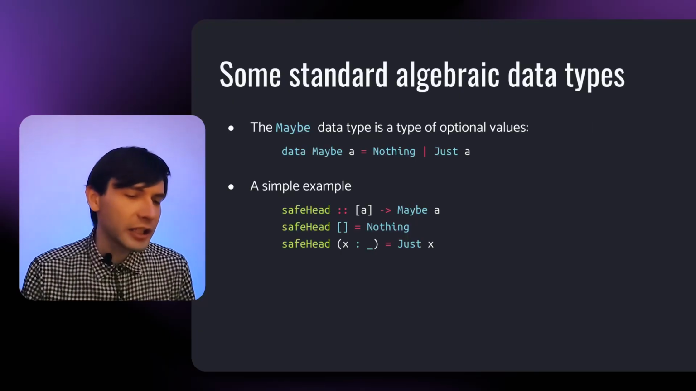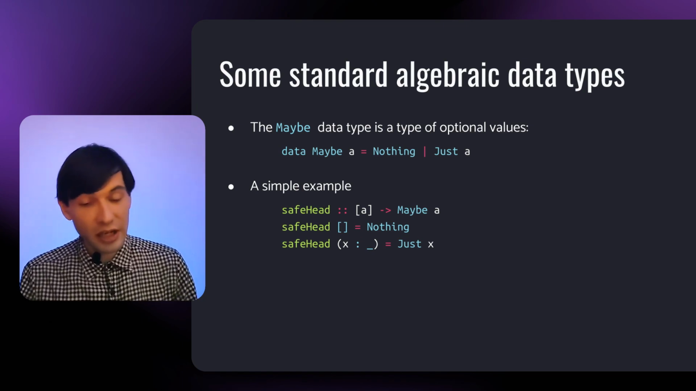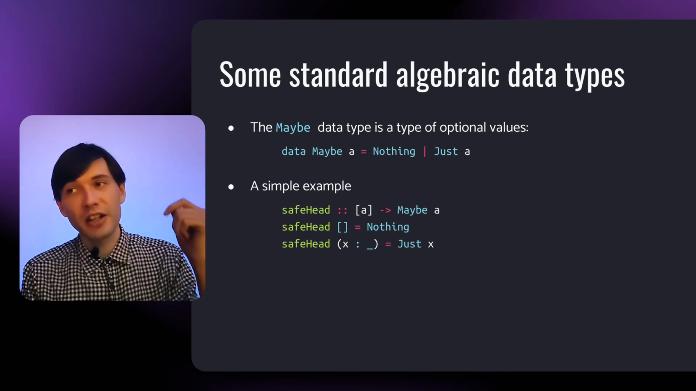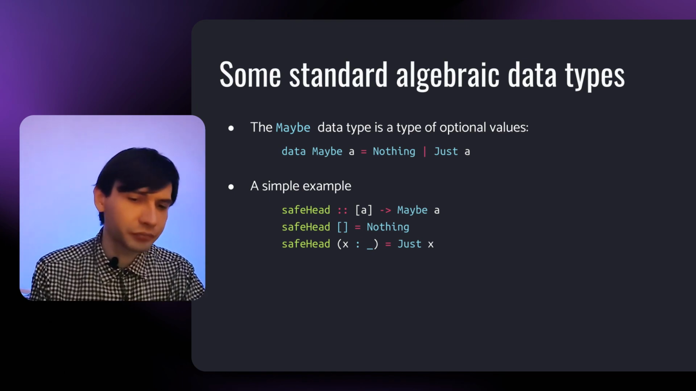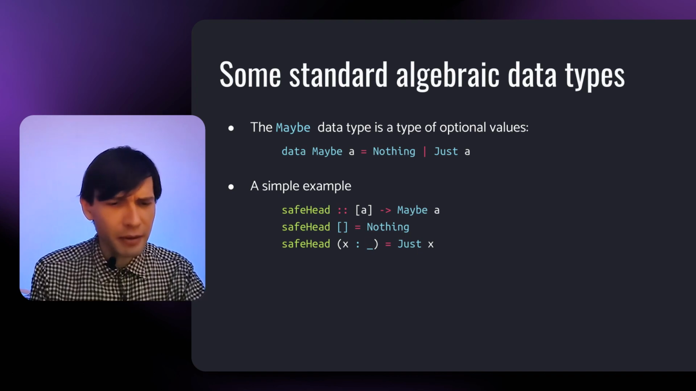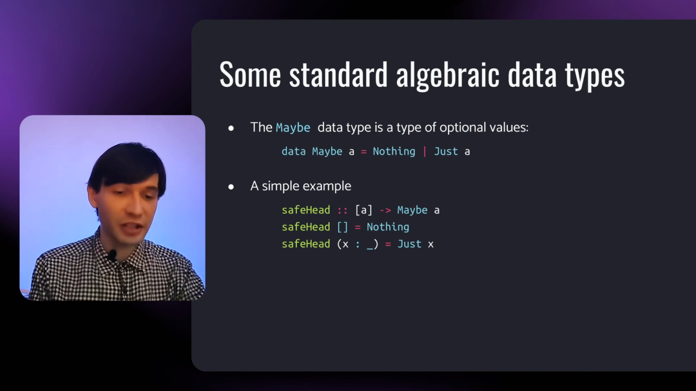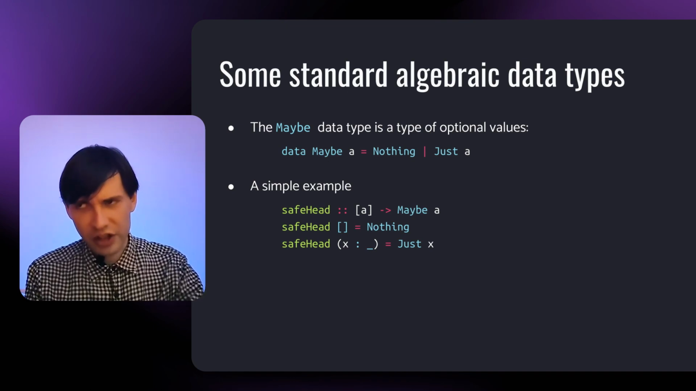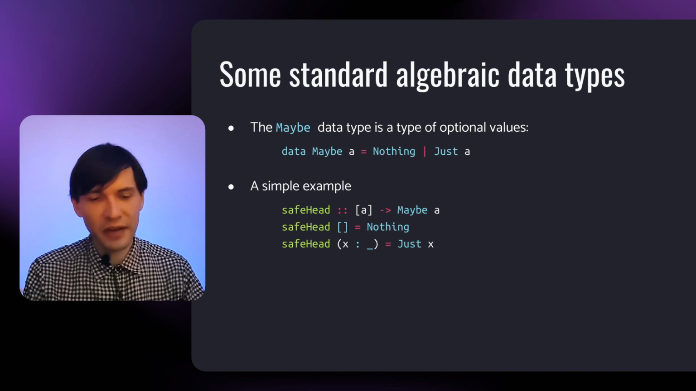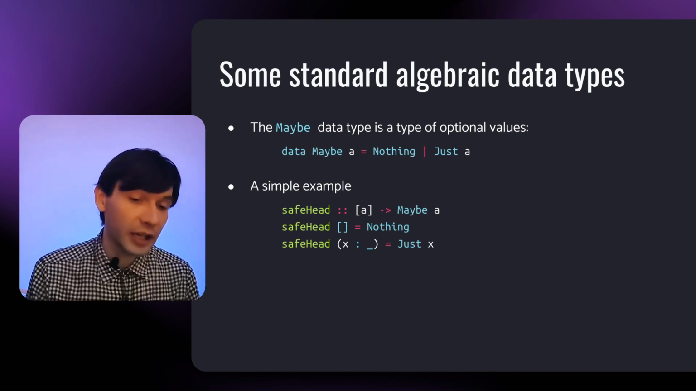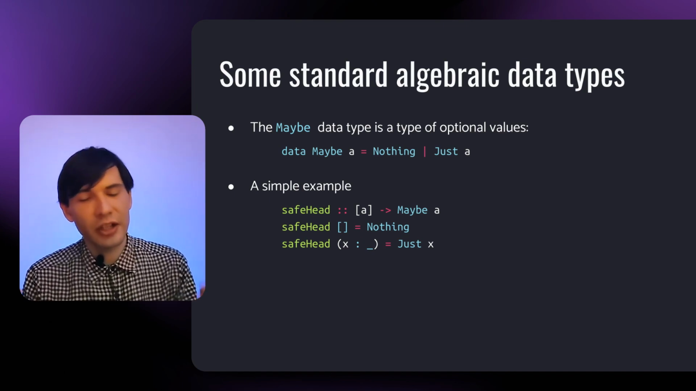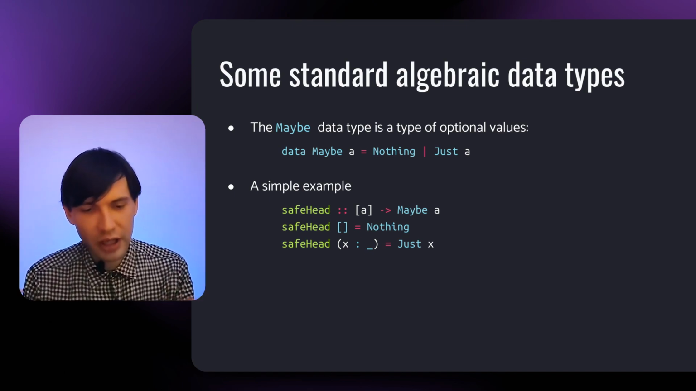So finally, let us discuss a couple of examples taken from the standard library as well. The first example is a type called maybe. Maybe is a data type of optional values. Why do we need that? We have a function called head. It takes a list and returns its first element. And again, we have a kind of case analysis, and if a list is non-empty, then we can extract its head and return its head.